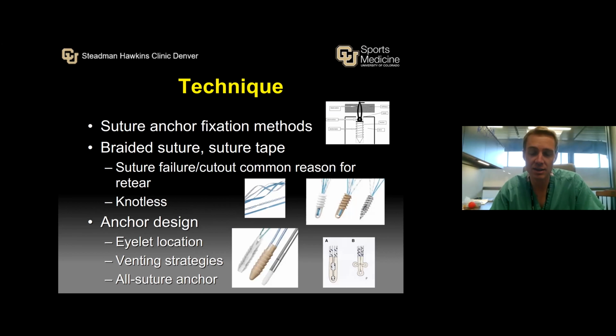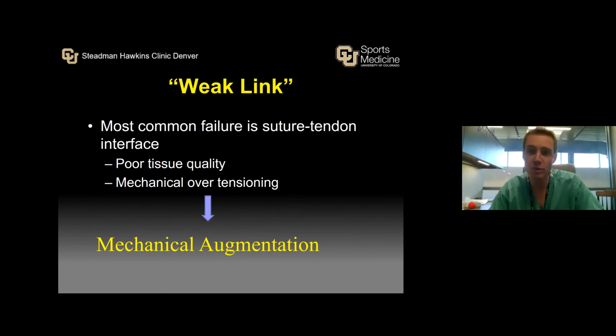And so the technique, again, it is exhausting. There's a ton of things out there with technique, including the anchor fixation methods, type of sutures, knotless, anchor designs, including the all suture anchors that I like to use. We know in general, the weak link is this suture tendon interface. It's the most common failure site biomechanically, and also what we see at the time of revision surgeries. A lot of factors can play into this: poor quality tissue, the vascularity, the patient factors, the surgeon factors. Did we do a good job, or were we meticulous with our repairs? And obviously mechanical over-tensioning and getting the excursion of the tendon.